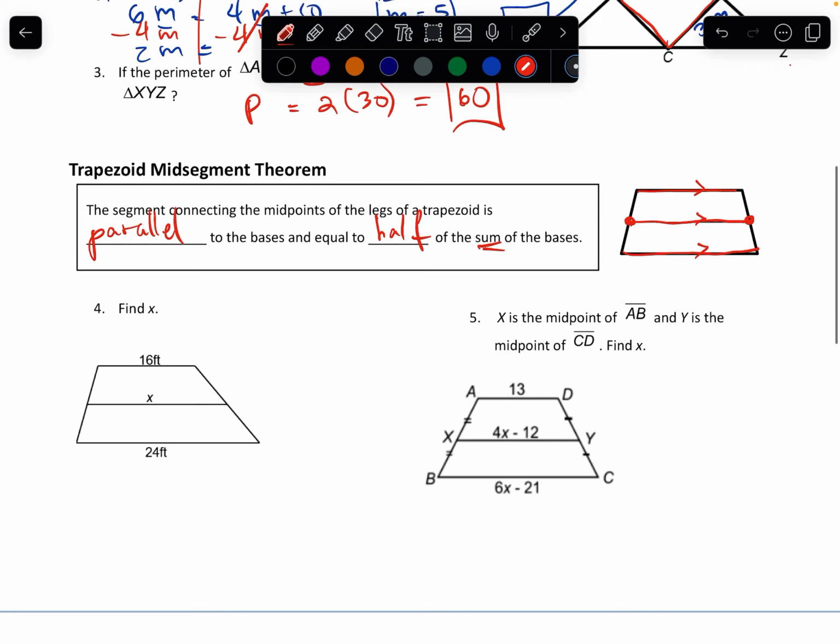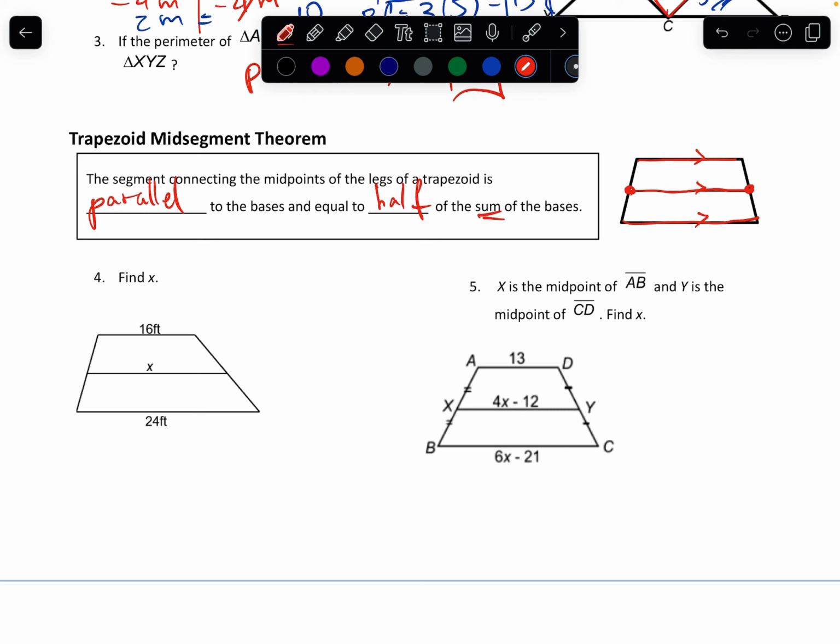So I need to add the top and bottom bases here. And the midsegment is half of the sum. So let's look at example 4 right here. We're gonna assume this is the midsegment right here.